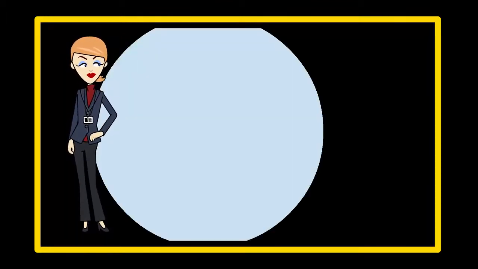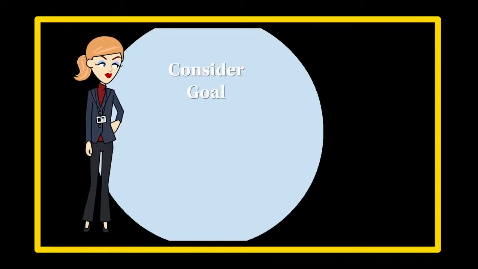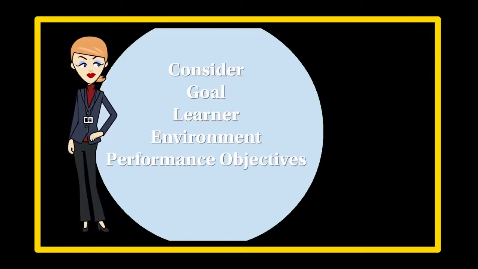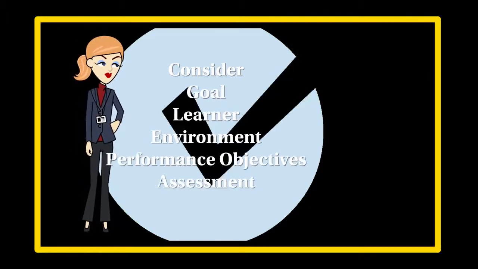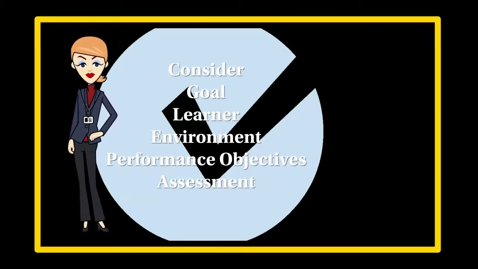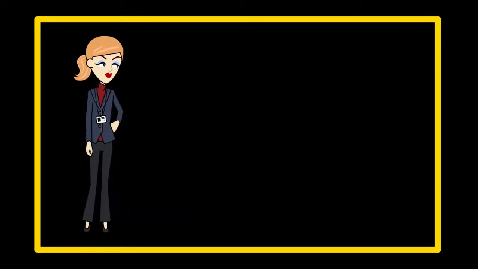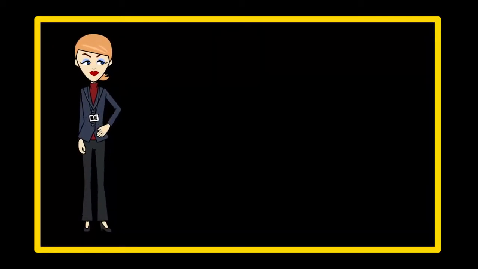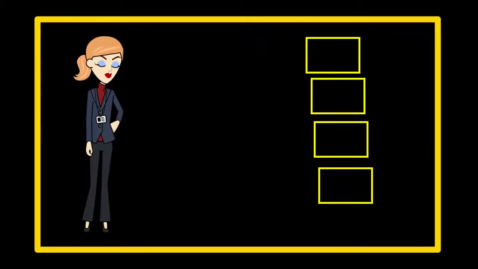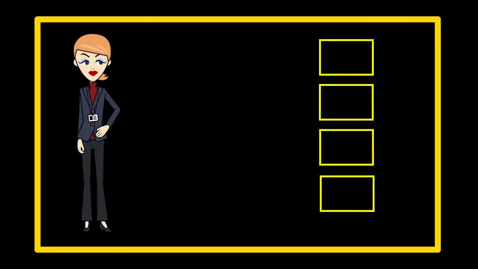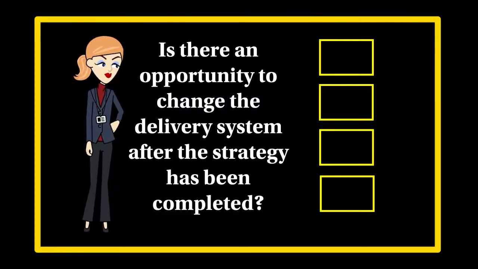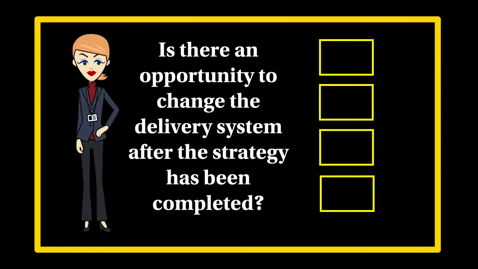To make a selection of a delivery system, you'll need to consider the goal, the learner, the environment, the performance objectives, and the assessment. These are all things that you've already completed, so you'll have lots of information at hand to make a decision about the delivery system. Additionally, you may want to come back and review your selection of the delivery system after you've sequenced your components of instruction and the media you've chosen. As noted earlier, if you have some choice in the delivery system, you may want to defer the selection of it until you complete the rest of the instructional strategy process.